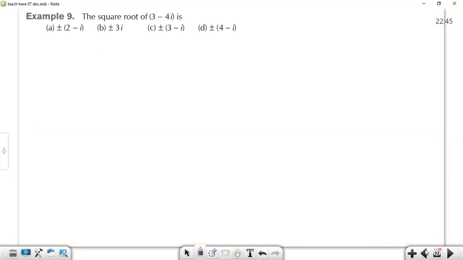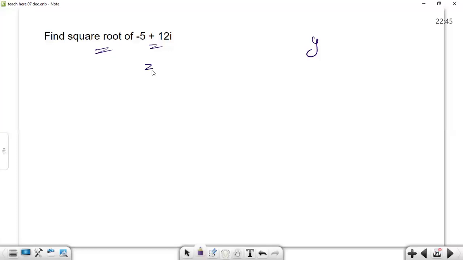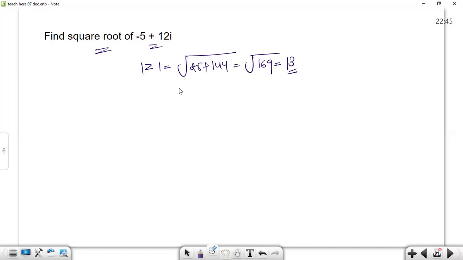So if this is the complex number that is given, first we need to find out its modulus. 5 square is 25 plus 12 square is 144. Sum becomes 169. Answer comes as 13. Positive only, because modulus is the length. That's why positive. Clear? Now, what is the sign of y here? What is x here? Minus 5. y is plus 12 here.